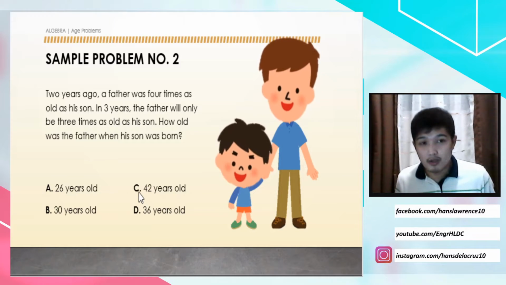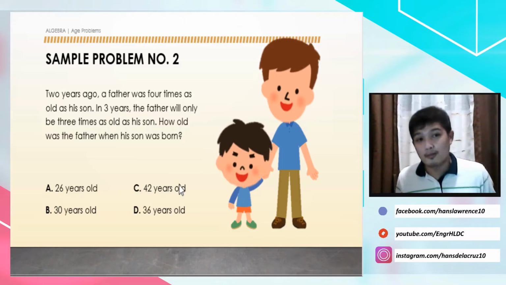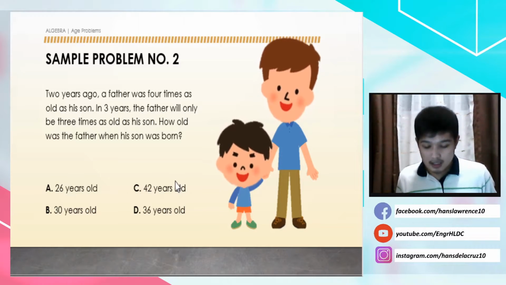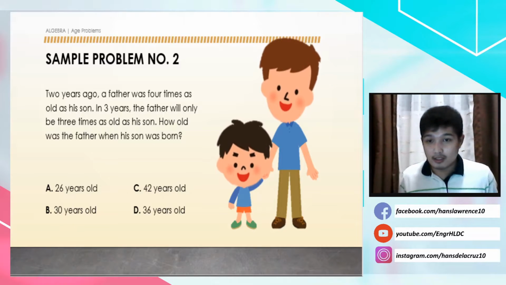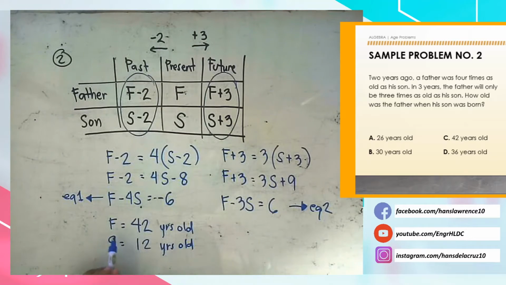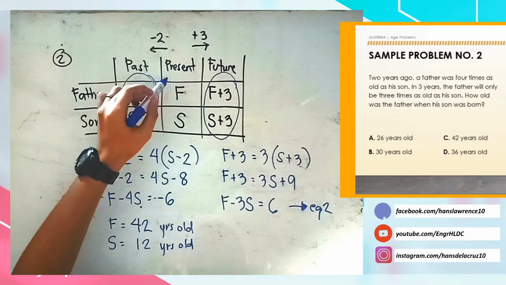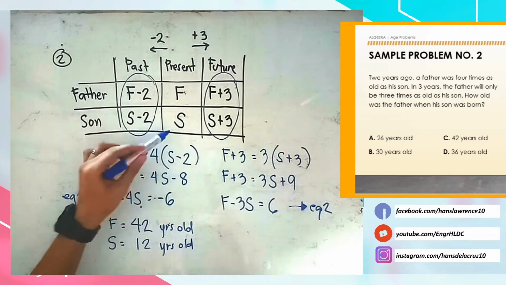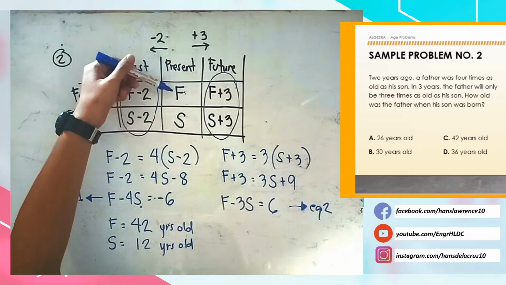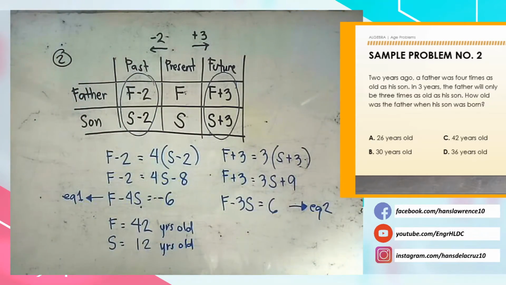So anong bibilugan mo, class? Yung C, no? So pag binilugan mo yung C, class, mali ka doon, oh. Mali ka doon, class. Bakit? Ano ba yung tinatanong? Class, kung babalikan natin yung solve natin, no? Yung F na to na 42 years old is the age nung father at the present. No, yan yung age ni father nung 12 years old na si son. No, 42 na siya nung 12 years old na si son. Class, balikan natin yung sinabi.